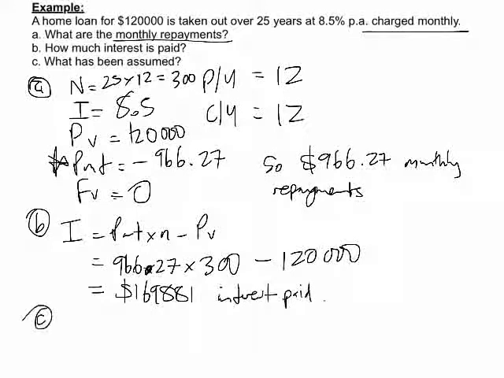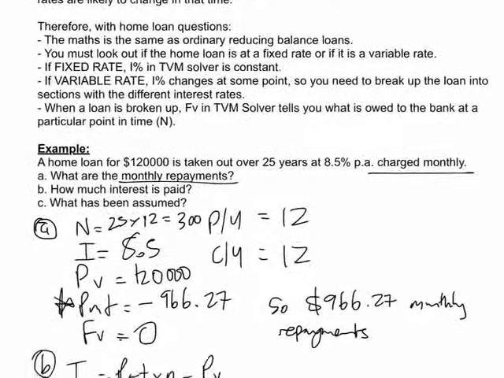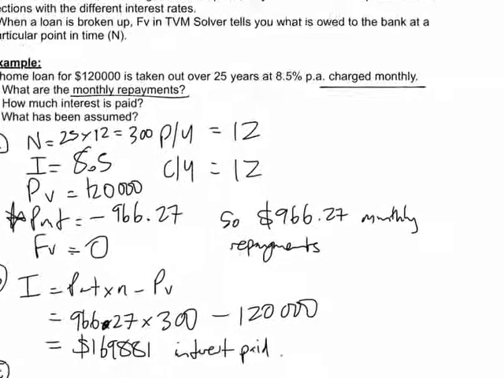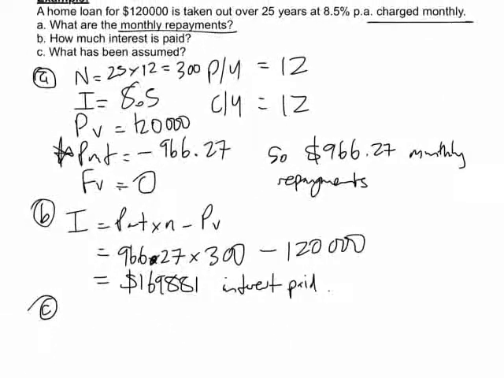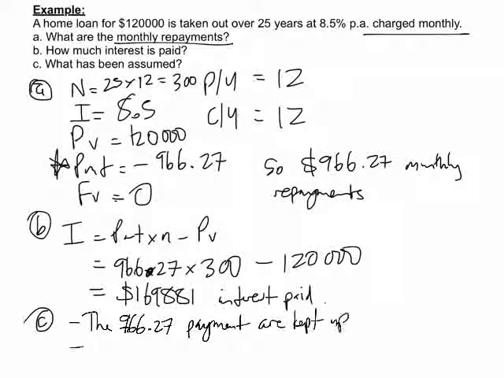And then lastly, C, what have we assumed? Well, in the notes, what I discussed is what you need to just keep in mind. If you're asked what you're assuming in this home loan, you're always going to be assuming that the $966.27 payments are kept up. They keep making them. And the other thing you're assuming is it's a fixed interest rate.